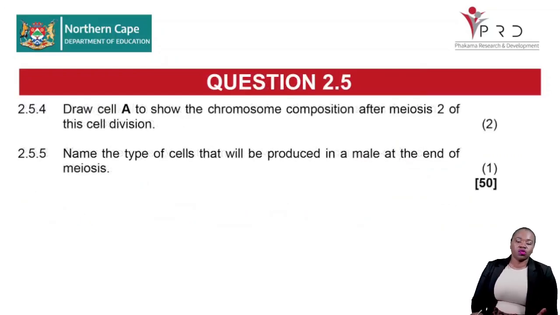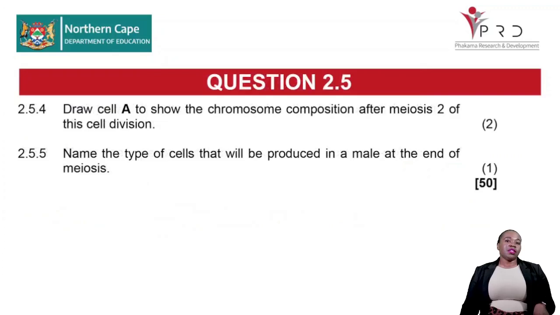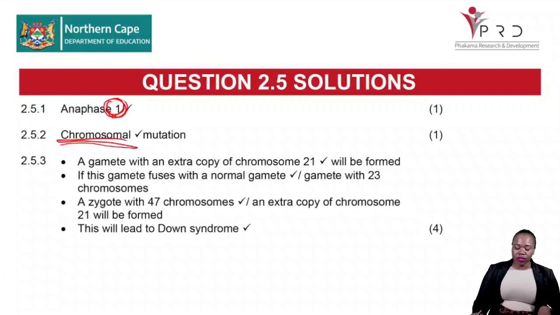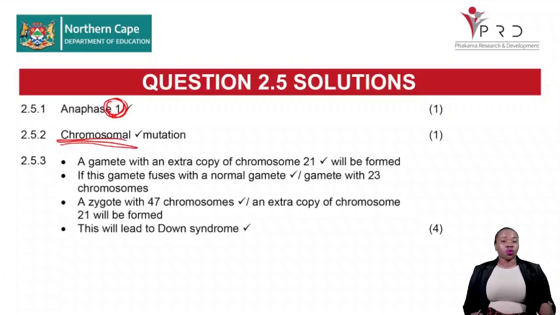Remember, if the chromosomes fail to separate at chromosome pair number 21, it means that when that gamete with an extra chromosome fuses with another gamete that is normal, it is now going to have an extra chromosome. Instead of having 46 chromosomes, it's now going to have 47 chromosomes. Having 47 chromosomes, and if the extra chromosome is on pair 21, will then lead to Down syndrome, which is also known as trisomy 21.